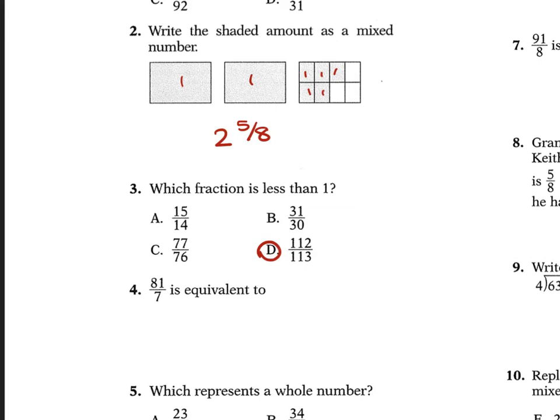For 4, it tells us that 81 over 7 is equivalent to what? 81 over 7. So 81 divided by 7. If we take that 7 and ask ourselves, how many times does it go into 81 evenly? That's 11 times with 77. If we subtract the 77 from the 81, we're left with 4. So that's 11 and 4/7.